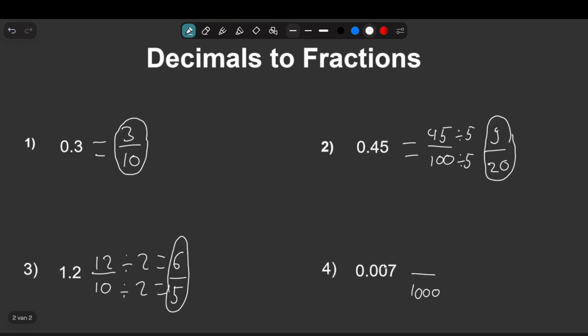If there are zeros to the right of the decimal, we are not putting those zeros in our numerator. We are just putting the first number with a value into our numerator spot, like this. So it will be 7. And of course, if we can simplify the fraction, we are going to simplify. But for this fraction, we can't simplify any further, so this will be our final answer. So these were the 4 examples on how to convert decimals to fractions.